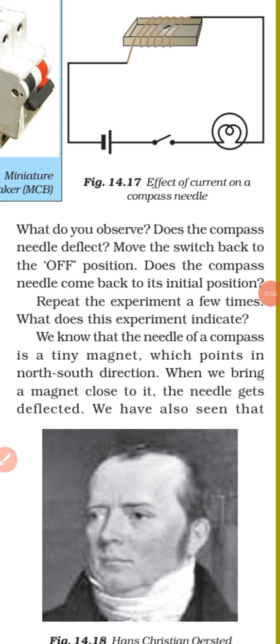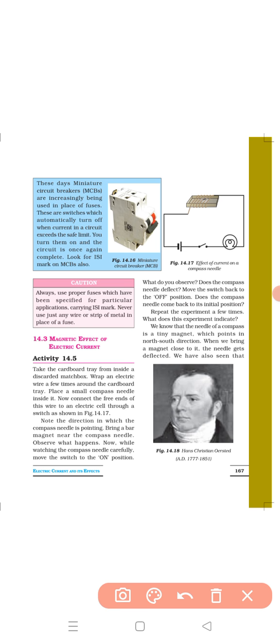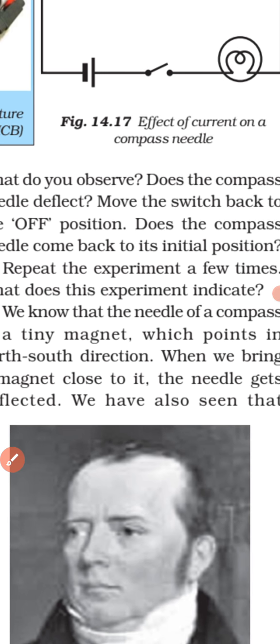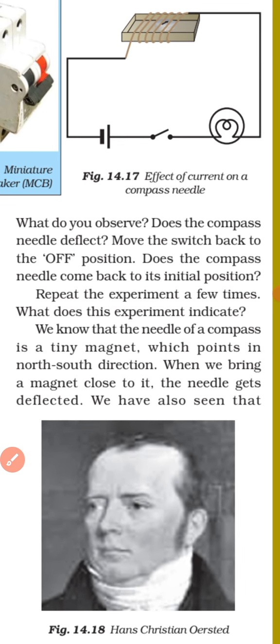So let us come to our book again. Repeat the experiment a few times. What does the experiment indicate? We know that the needle of a compass is a tiny magnet, as I have already explained in the beginning. It usually points in the north-south direction. When we bring a magnet close to it, the needle will undergo deflection.